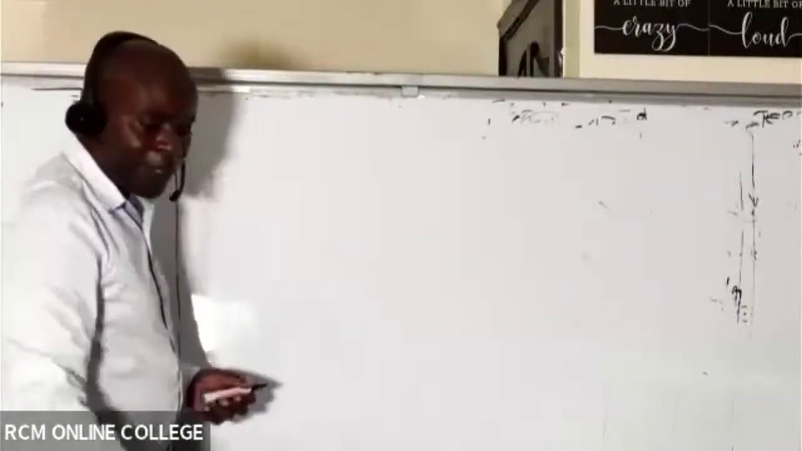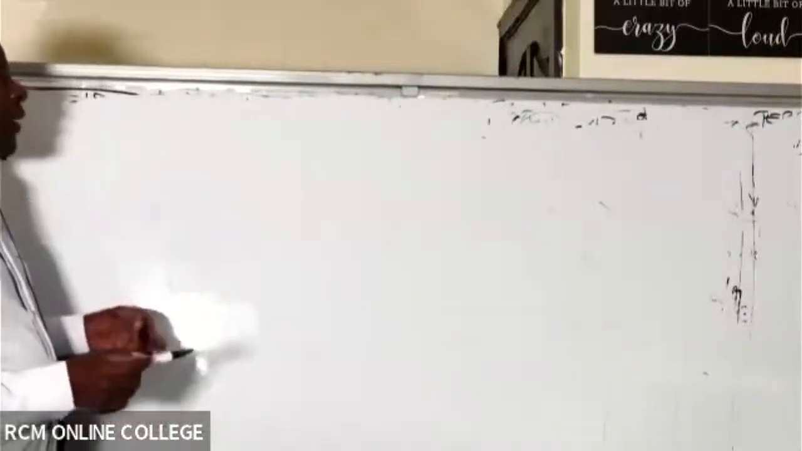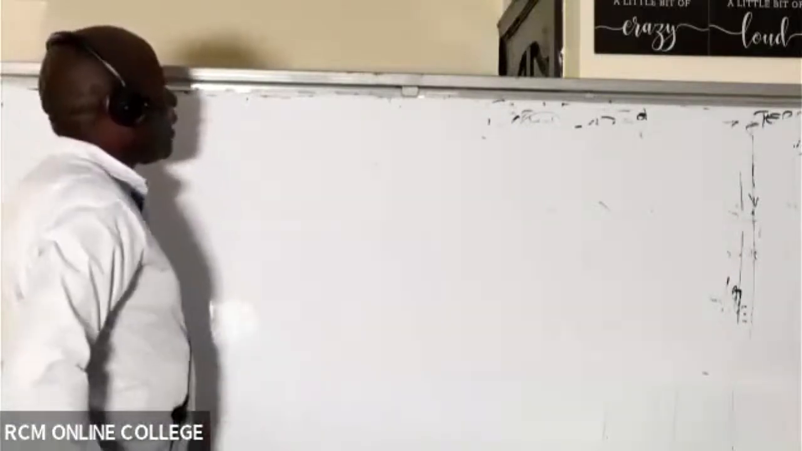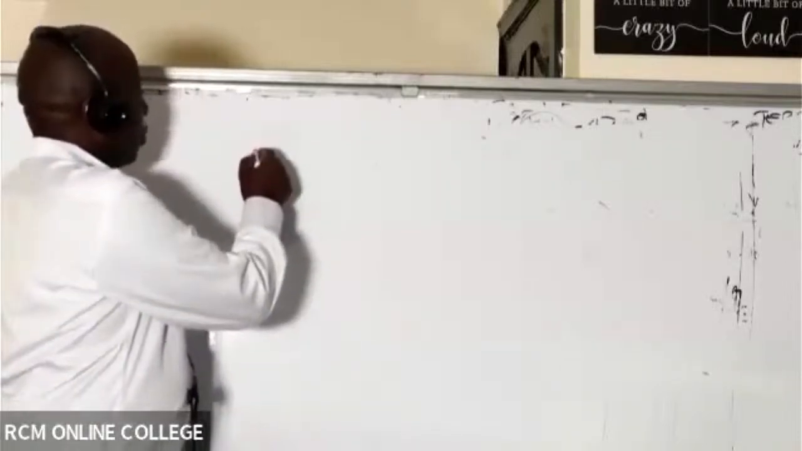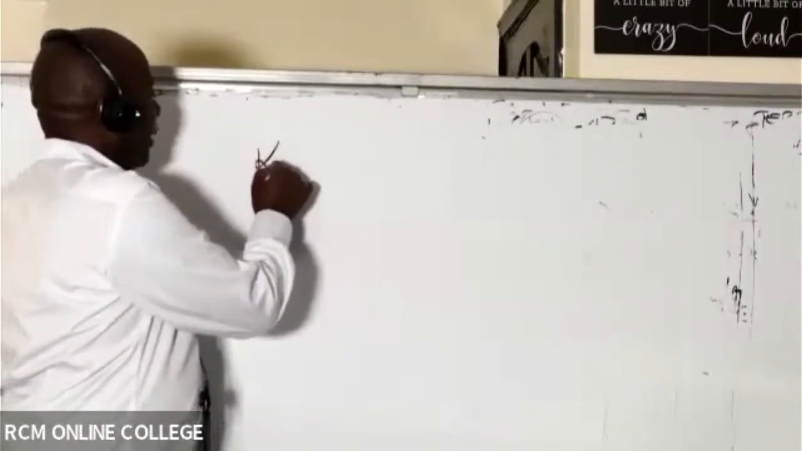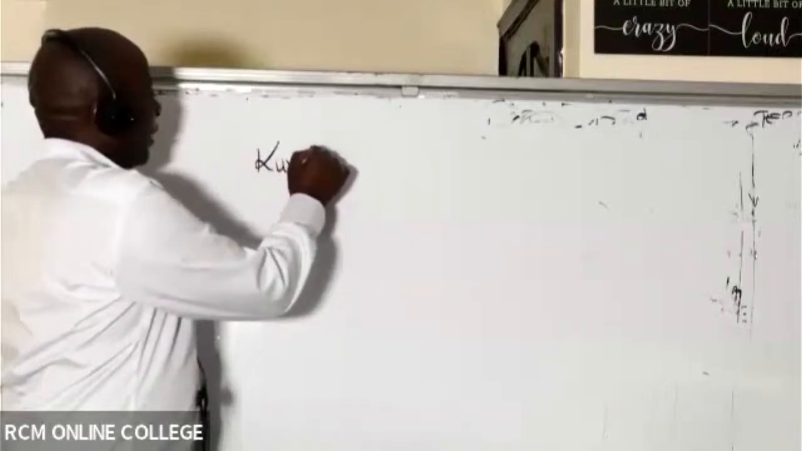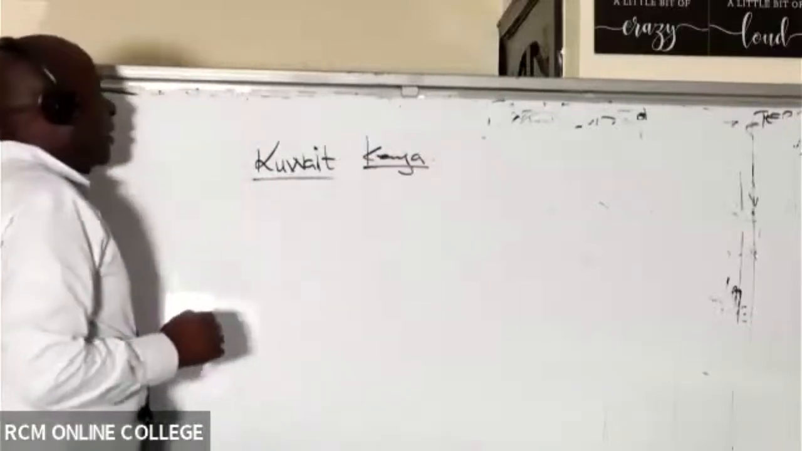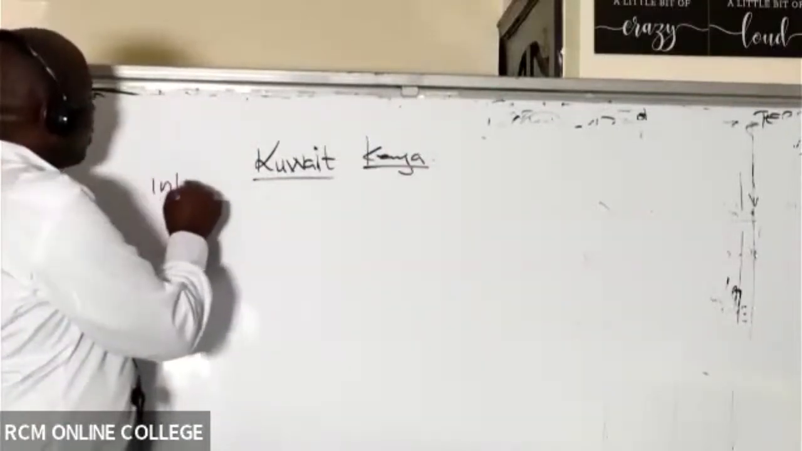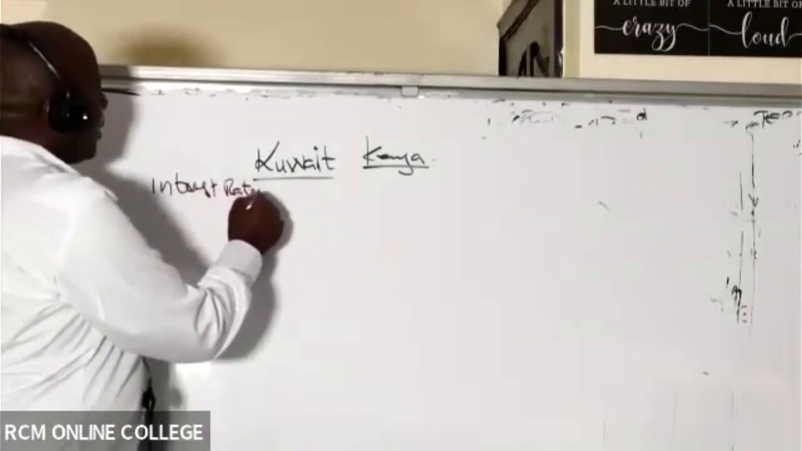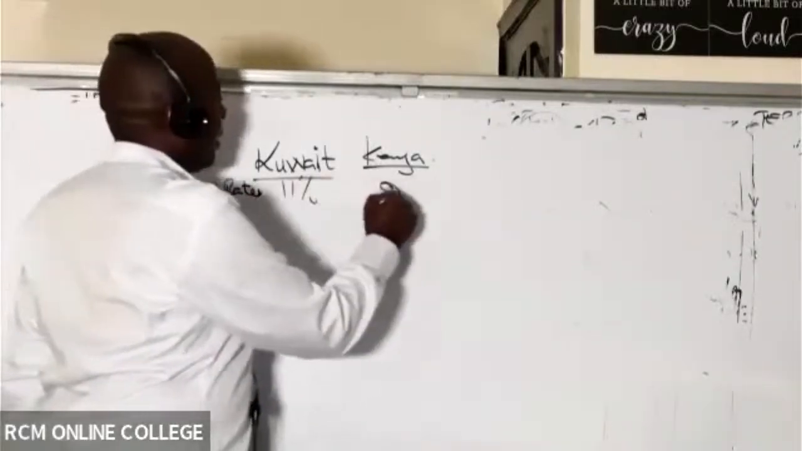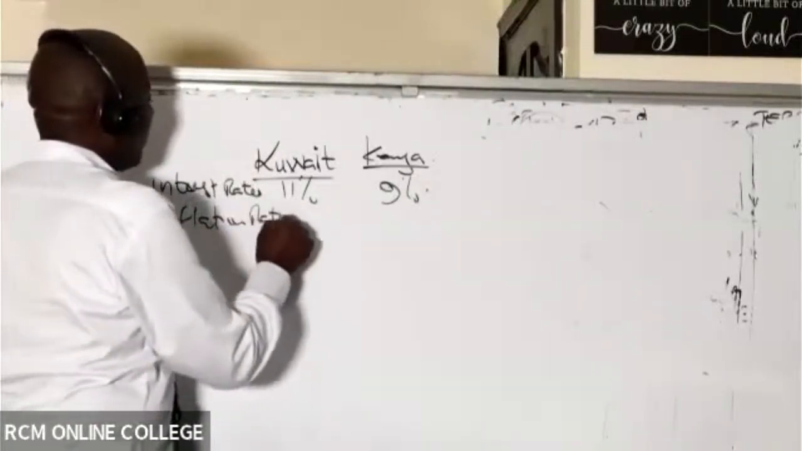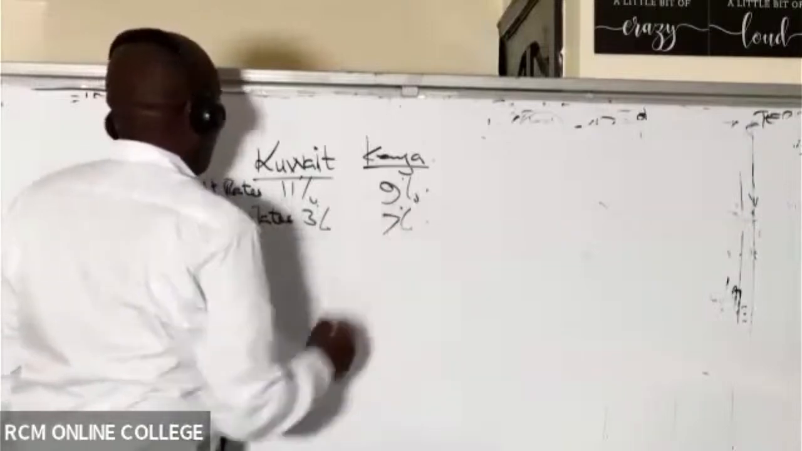Now, ladies and gentlemen, this is quite a simple question. What these guys will do is give you two countries, for example Kuwait and Kenya. And then they will give you interest rates, for example 11% and 9%. Then they'll give you inflation rates, this would be 3% and this can be 7%.